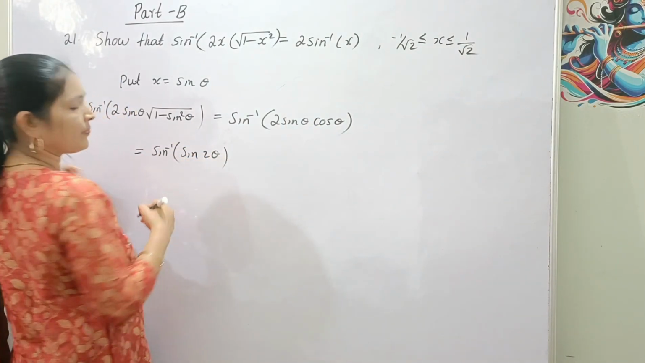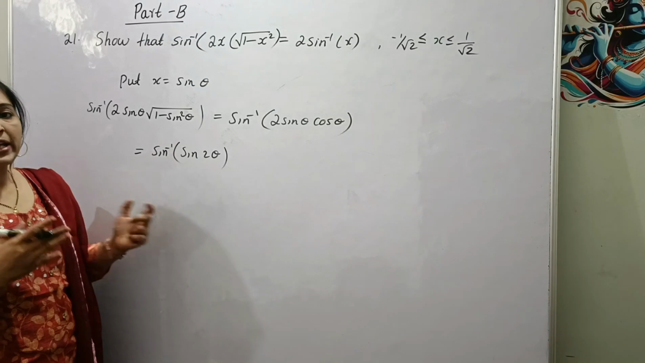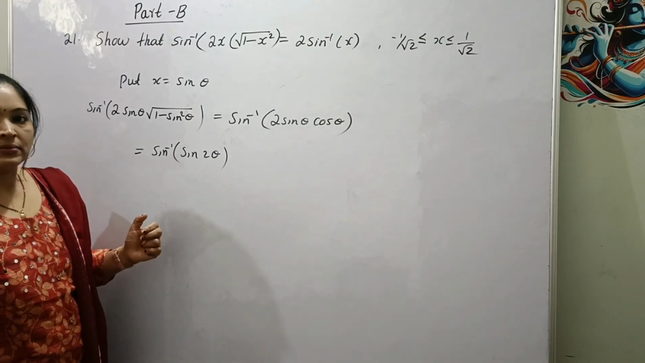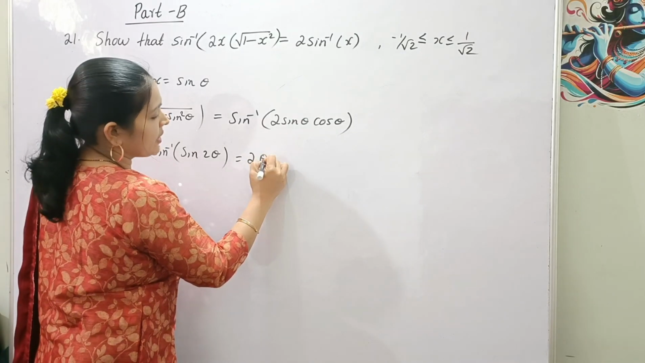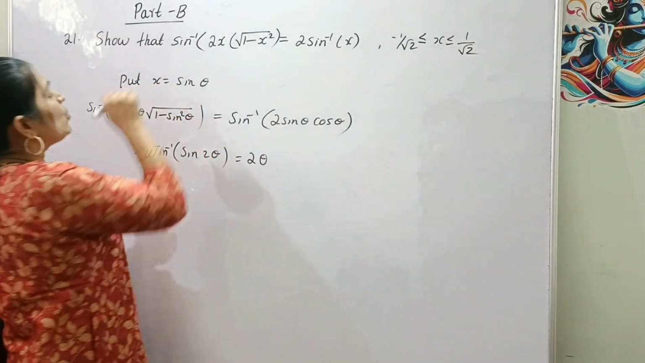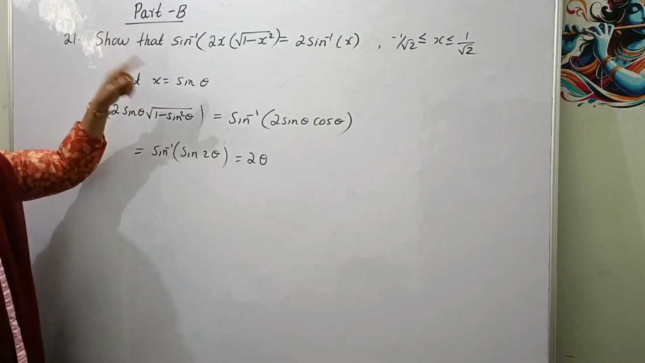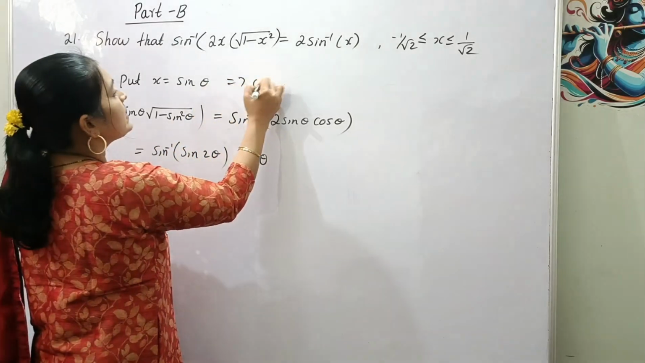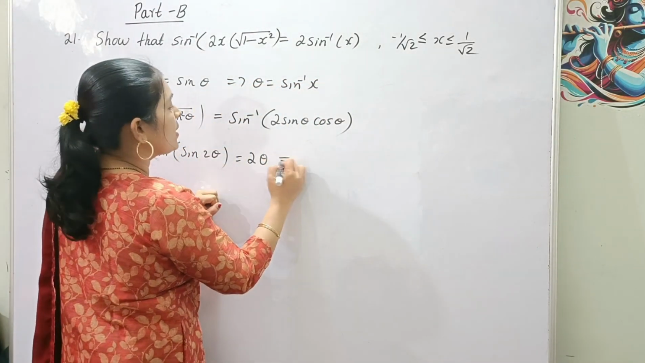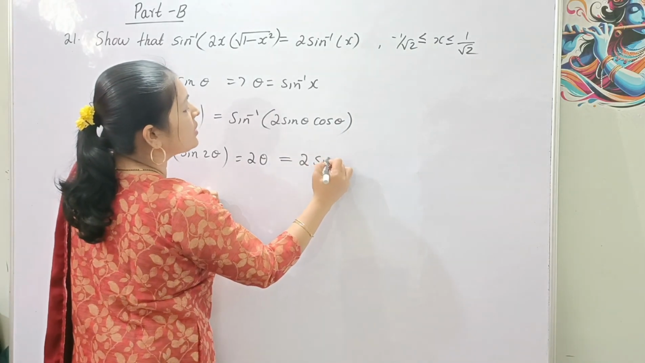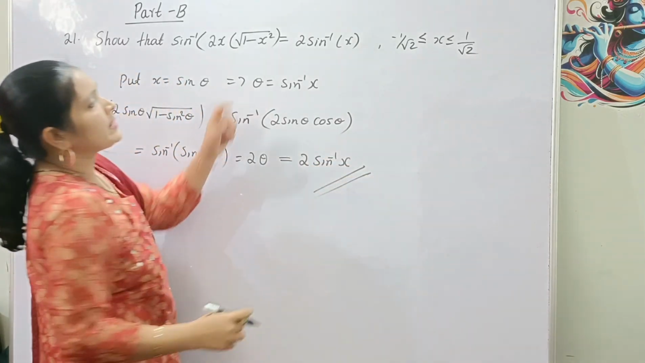Okay, sine 2 theta. Okay, we know that sine inverse of sine x is equal to x, right? So sine inverse of sine 2 theta is 2 theta. So what is theta? See, we have put x is equal to sine theta. That implies theta is equal to sine inverse x, right? So here 2 into sine inverse x. Hence it is proved.